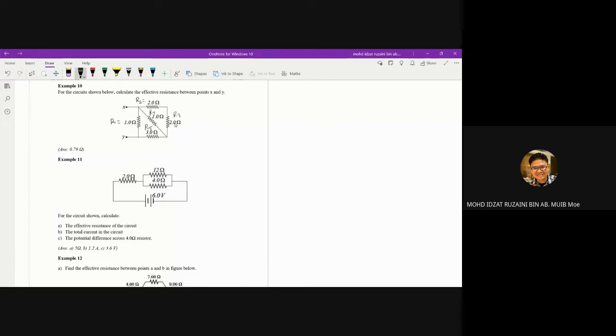So for this circuit, which one you have to solve first? Yang mana kamu kena selesaikan dahulu?